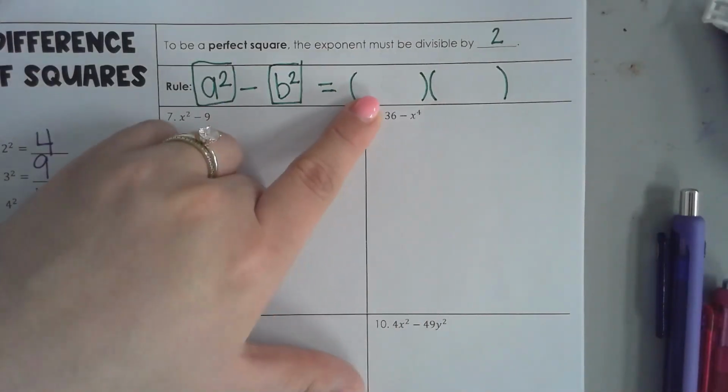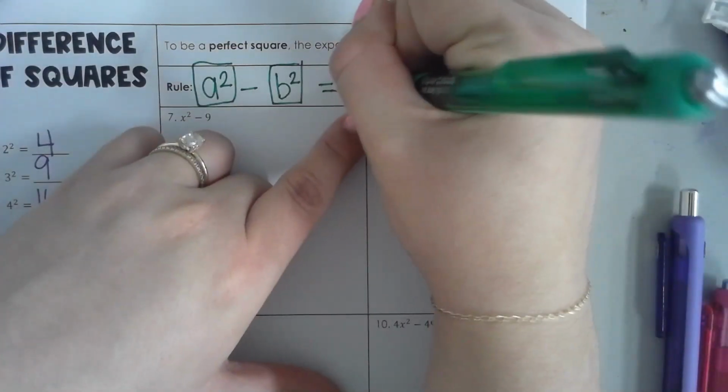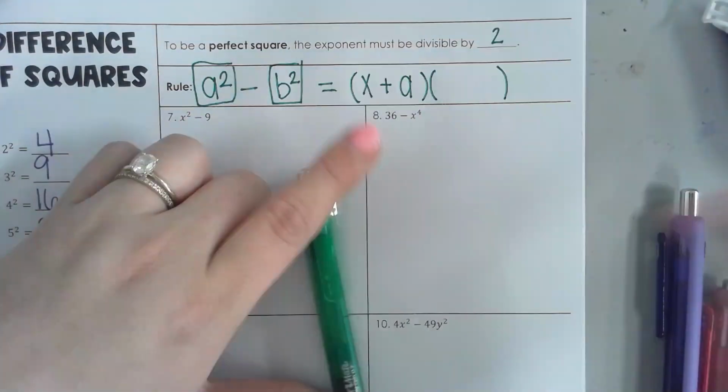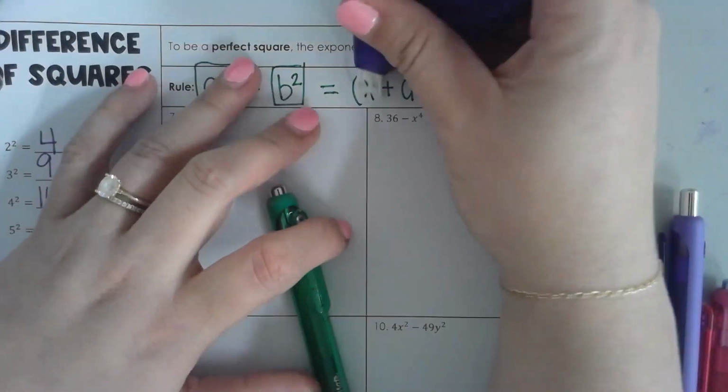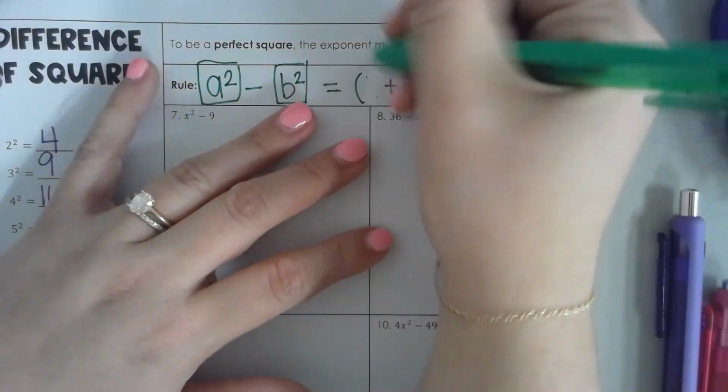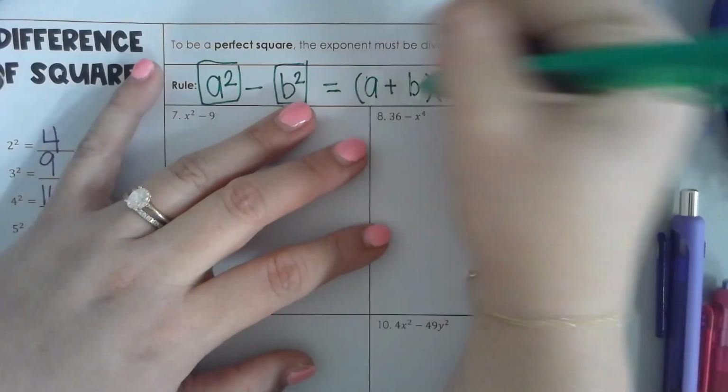One of them is a plus b. No, not x plus a. Just ignore what I just did. I'm sorry. It's a plus b.